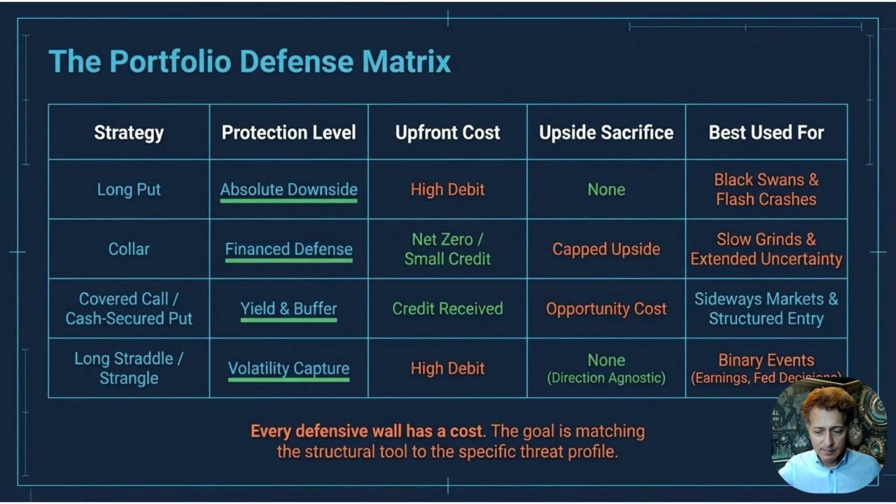But basically, generically, when it comes to protection level, the long put gives you absolute downside protection. Below that strike, you are fully protected. The collar is also giving you protection because the collar is made of a put, so that put is giving you that absolute downside protection, and it's financed because you sell a call and get paid and take that premium to then buy the put.